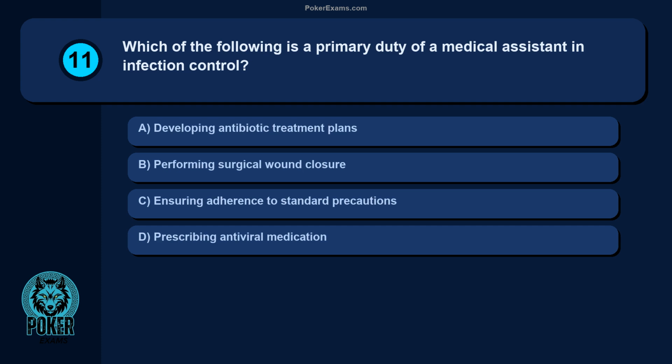Question 11. Which of the following is a primary duty of a medical assistant in infection control? Developing antibiotic treatment plans. Performing surgical wound closure. Ensuring adherence to standard precautions. Prescribing antiviral medication.